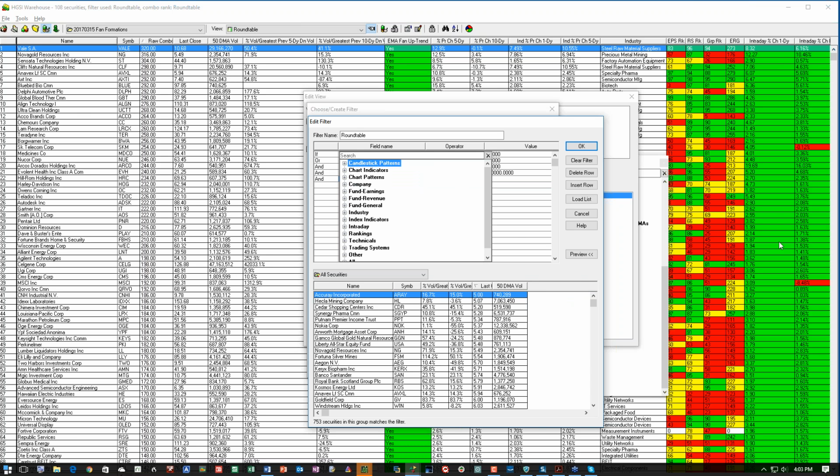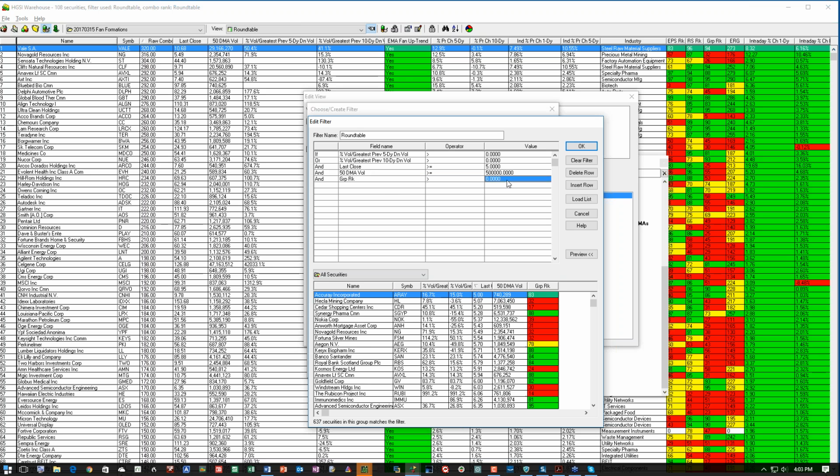Okay, the next one. I'm going to put group rank in here. Why? Because I want these assigned to a group. So I just put greater than 0, and that puts a group rank in. I want to make sure that I have my wolf pack stocks or only stocks that are assigned to groups.